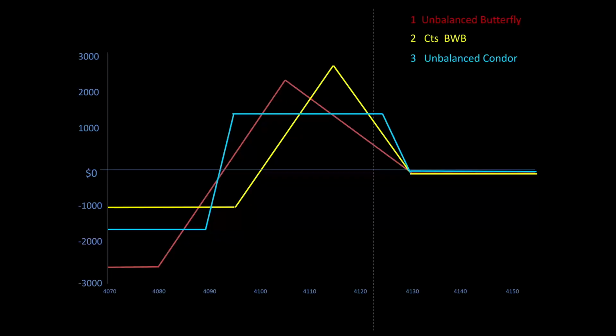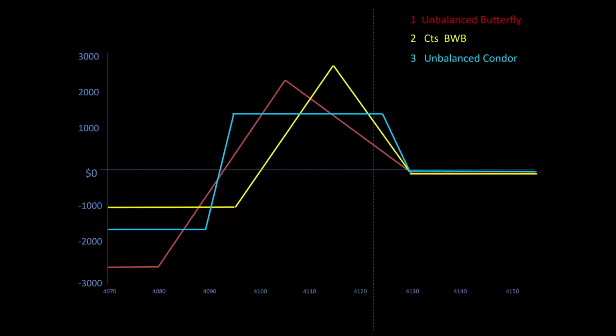Any questions so far? When you notionalize the risk and reward, they're very similar. When do I pick one versus the other? Sometimes, for some reason, because of skew, the unbalanced condors will be better on the downside. Sometimes the BWB or the unbalanced butterfly.